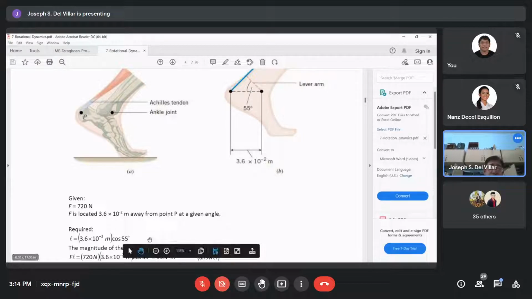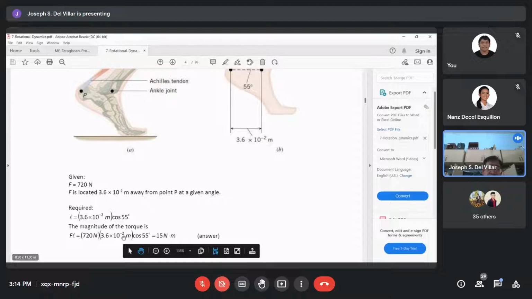So, we are now ready to compute the torque, the product of the force times the lever arm. So the force is given to be 720 times 3.6 times 10 to the negative 2 cosine 55. Okay? So if you compute that, can you give me the correct figure rounded off to 2 decimal places? Because the 15 is already rounded. Let's round off by our convention, 2 decimal points.